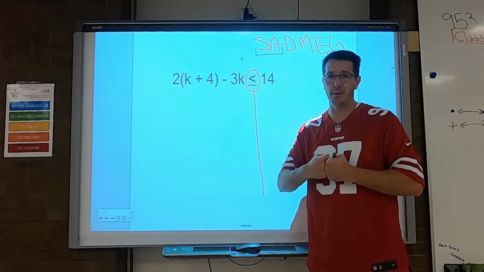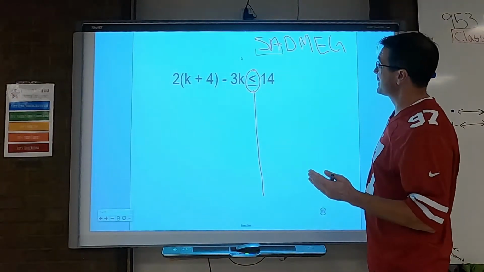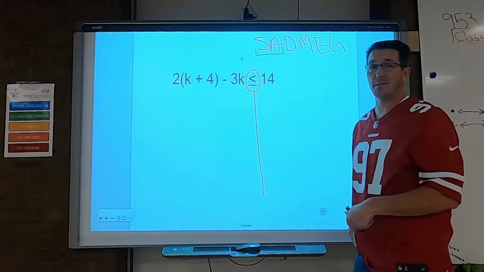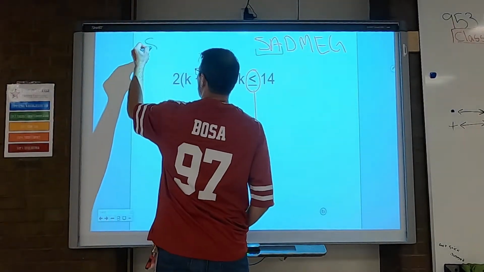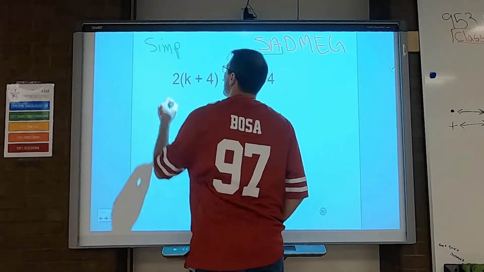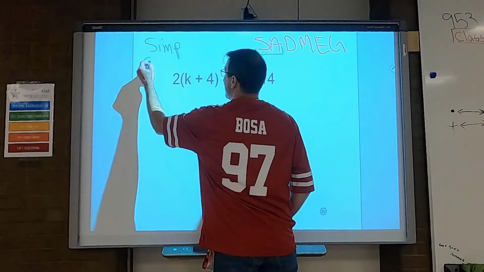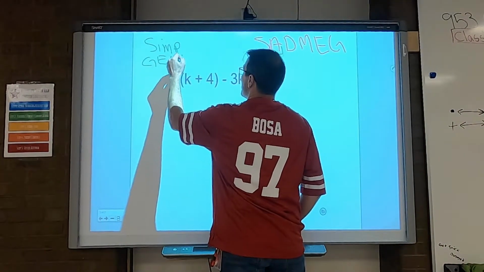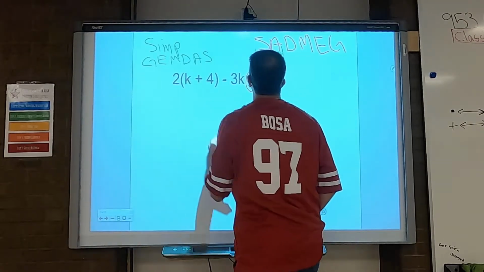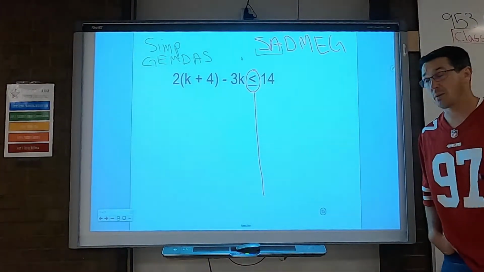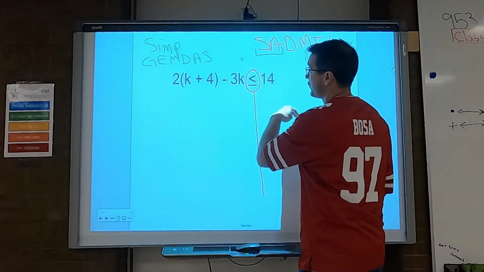And I don't want variables on both sides. So in some cases, we want to go right to SADMEG. In other cases, we want to simplify first. That's at step 0. And simplify first is when I do GEMDAS. So again, GEMDAS is when I simplify. SADMEG, which is GEMDAS backwards, is when I solve. I solve to both sides.